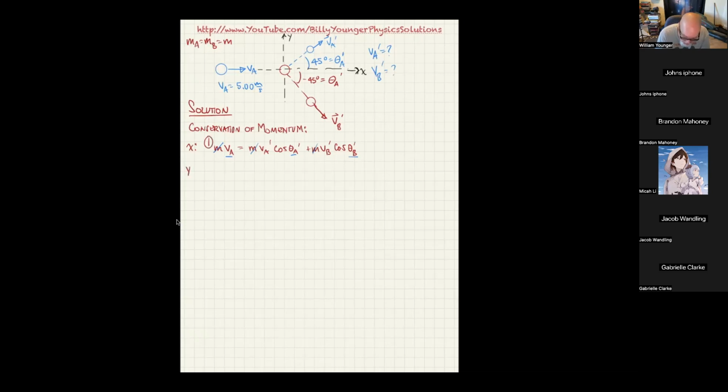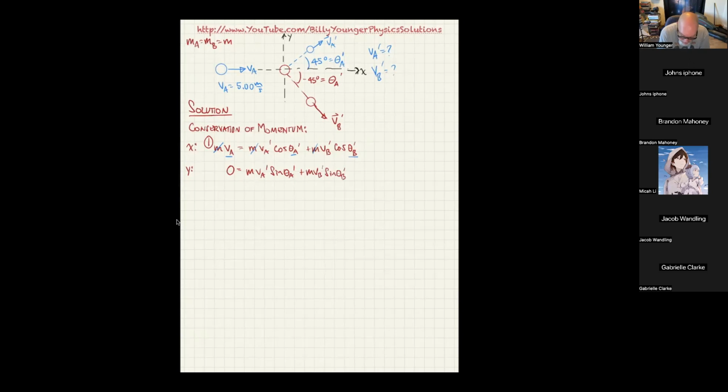Now I'm going to have an equation for the y direction. Notice the mass m sub A, which is just a mass m, only has velocity in the x direction. So there, in fact, is zero momentum in the y direction. That means we'll have 0 is equal to m VA prime times the sine of theta A prime plus m VB prime sine of theta B prime.